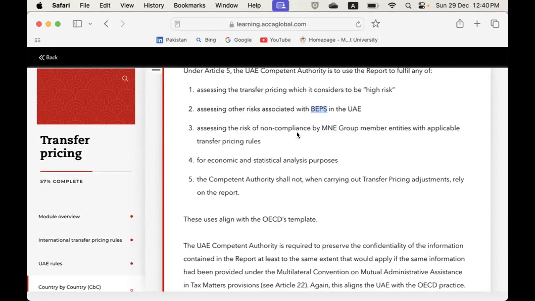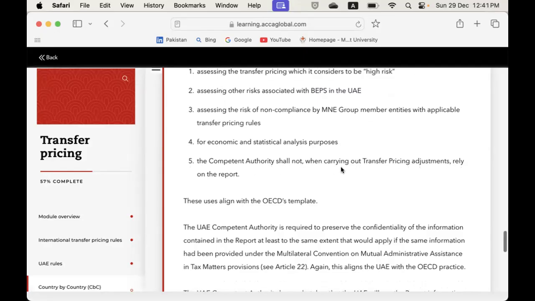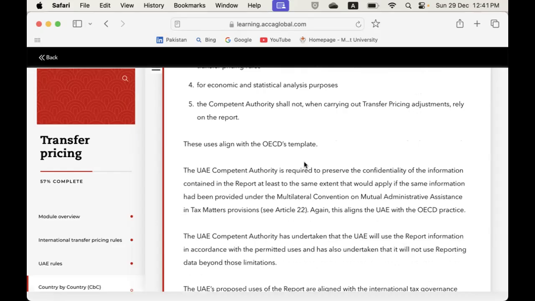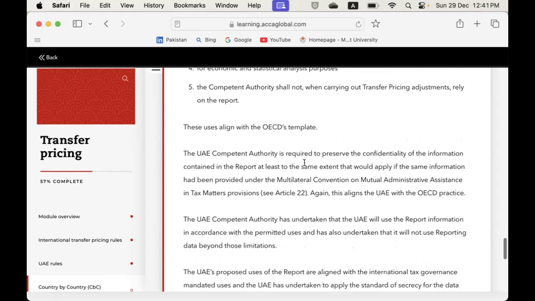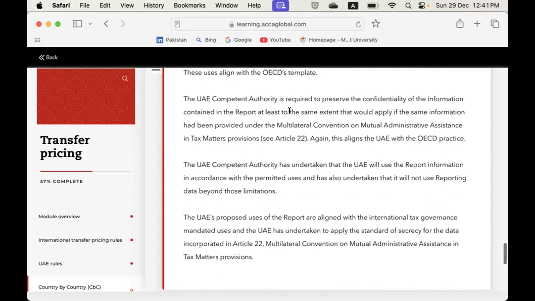Assessing the risk of non-compliance by the multinational enterprise group member entities with applicable transfer pricing rules. So, non-compliance can happen, so it has to be assessed. For economic and statistical analysis purposes, the competent authority shall not, when carrying out transfer pricing adjustments, rely on that report. It shall not rely on the report. I mean, naturally, there will be a much more detailed analysis performed if transfer pricing compliance or adjustments are being reviewed. These uses align with the OECD's templates.